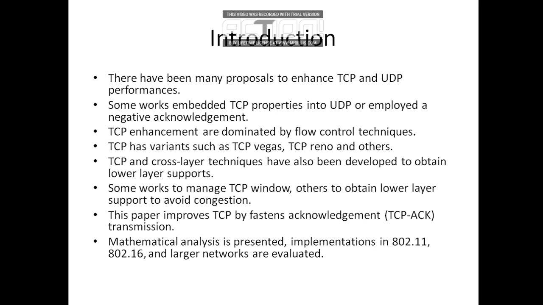support to TCP flow. This paper improves TCP by reducing the probability of collision for the TCP acknowledgement packet. We will present the mathematical analysis for this proposal and implement the proposed method in 802.11 networks, which is Wi-Fi network, WiMAX, which is 802.16 networks, and also in a large network.